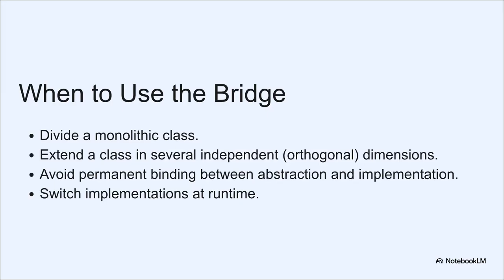You should reach for the bridge pattern when you're looking at a giant monolithic class and thinking, this thing needs to be split up. Use it when you spot those independent or orthogonal dimensions of change, like our shapes and colors. Use it when you want to avoid locking an abstraction to a specific implementation forever. And definitely use it when you need the flexibility to switch out those implementations at runtime.